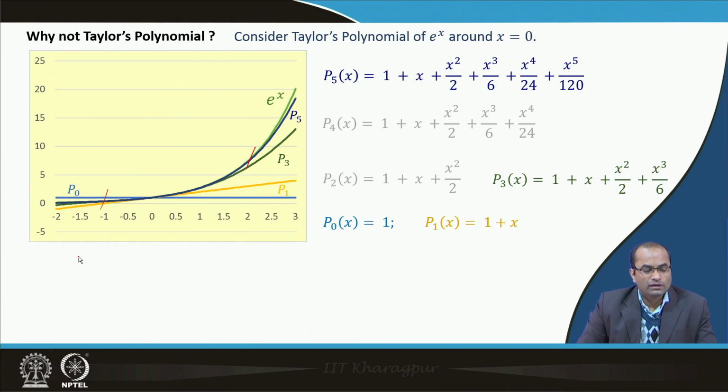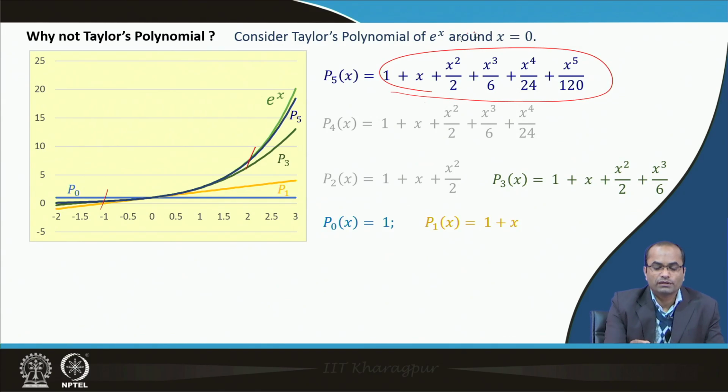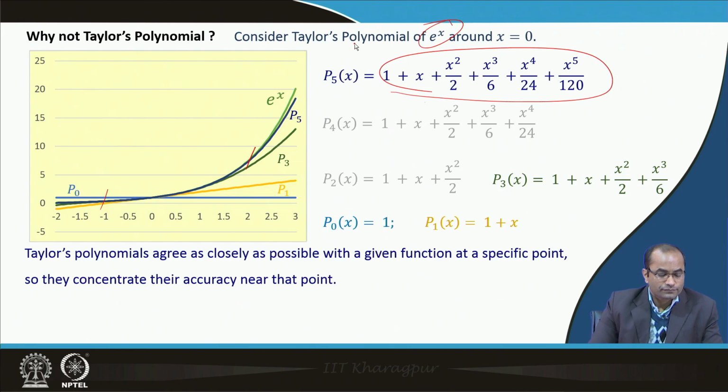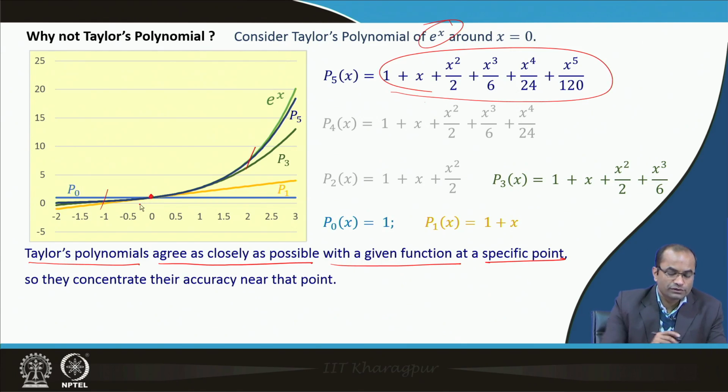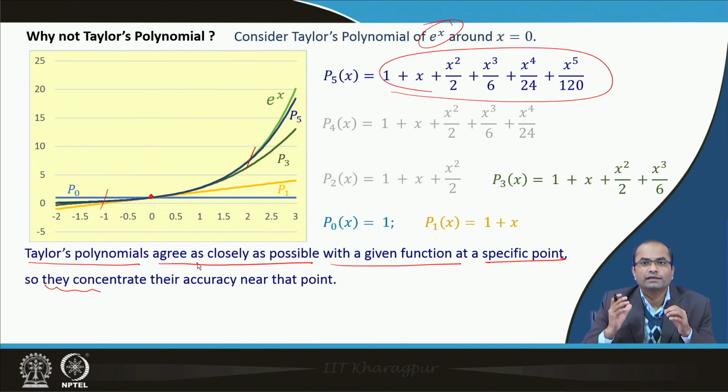So, what is the point now here? The question is, why not this Taylor's polynomial? We have the Taylor's polynomial here, which is approximating the given function, for instance, the exponential function. So, the main issue here is that Taylor polynomials agree as closely as possible with a given function at a specific point, which was the point of expansion, or in other words, they concentrate their accuracy near that point. As we go far away from that point, the accuracy is not at all good, but in the close neighborhood of that point the accuracy is very good.